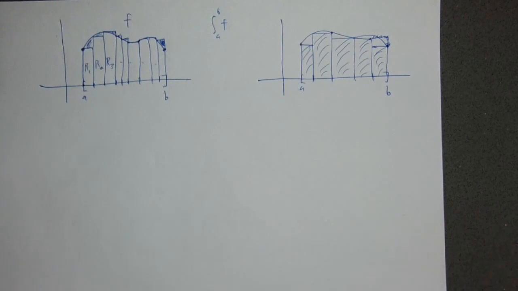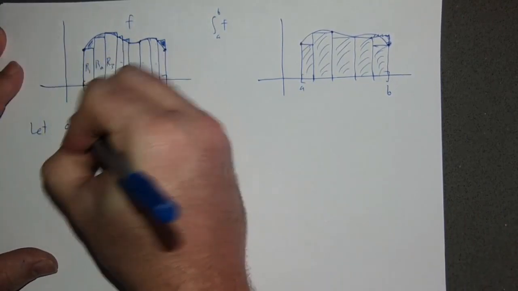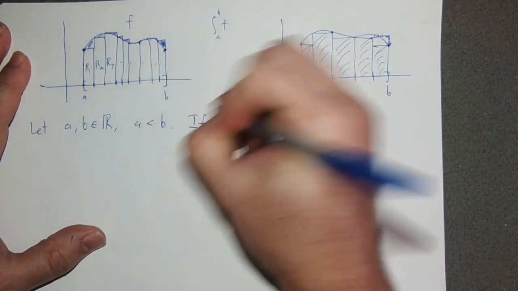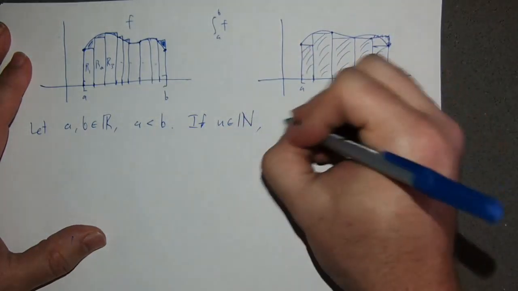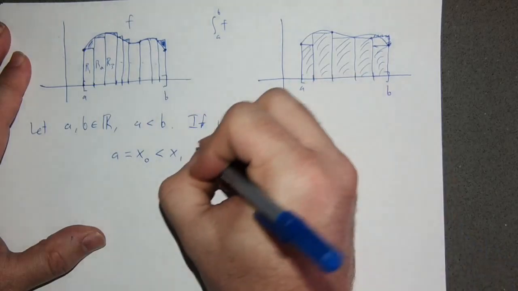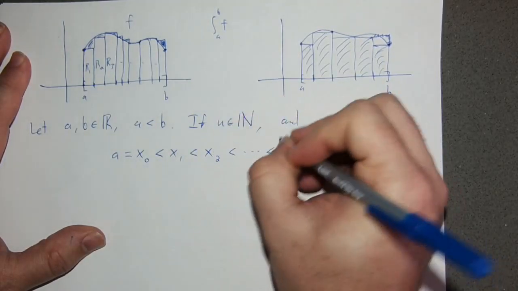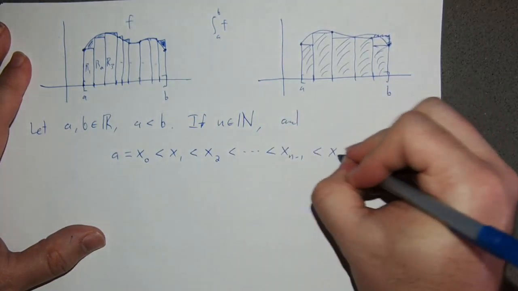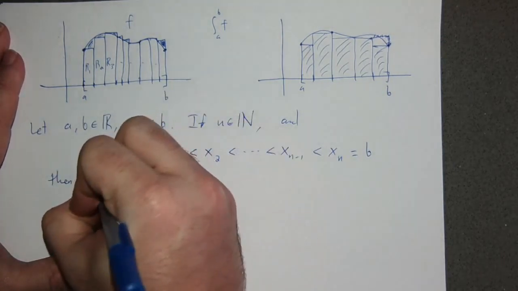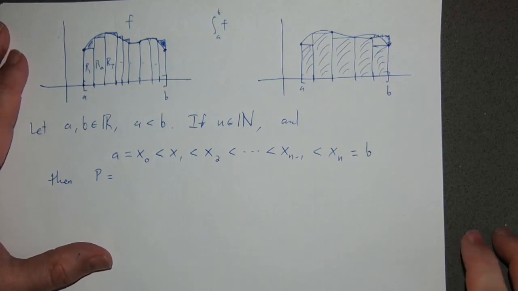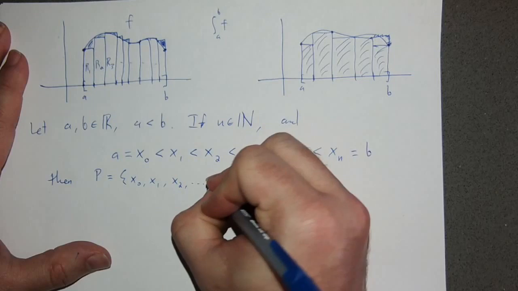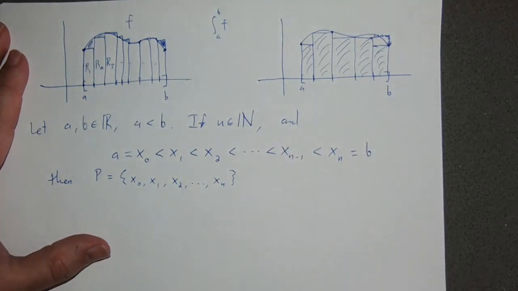Okay, so then some definitions. So let a and b be real numbers with a less than b. If n is a natural number and a, which we will call x naught, is strictly less than some x sub 1, which is strictly less than some x sub 2, and so on, all the way out to x sub n minus 1, strictly less than x sub n, which we are calling b. If we have this setup, then P, which is really just the set of partition points here, so it's the set of these x sub i's, is called a partition of that closed interval.